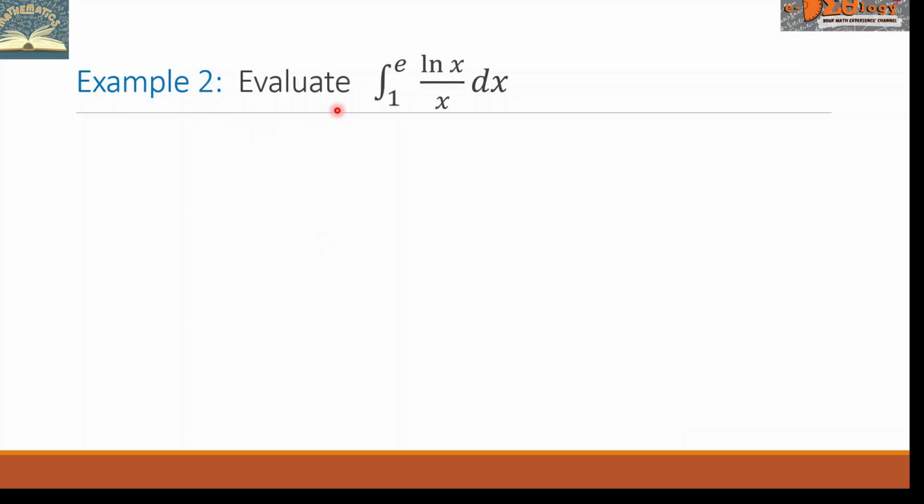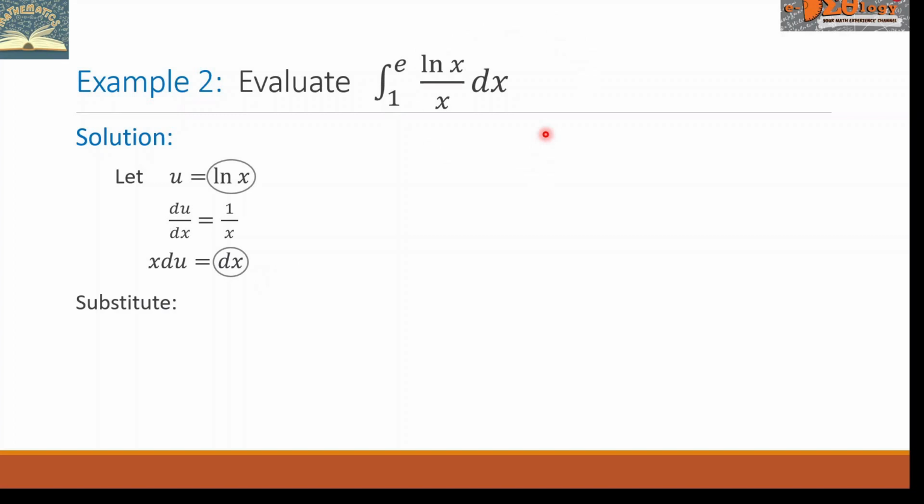Example 2. Evaluate the integral from 1 to e of the function ln x over x dx. We have here two functions, ln x and 1 over x. For our u, we choose that ln x. Then we take derivative. du over dx equals derivative of ln x is 1 over x. When we cross multiply, solving for dx equals x du.